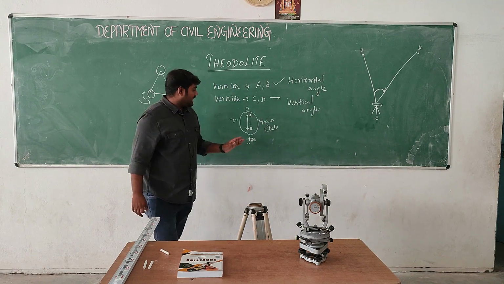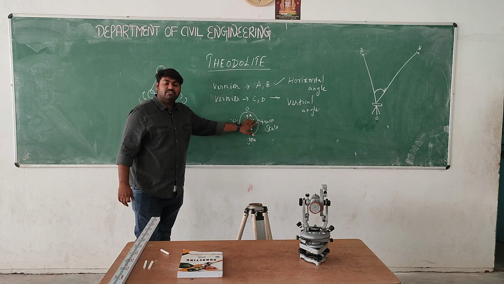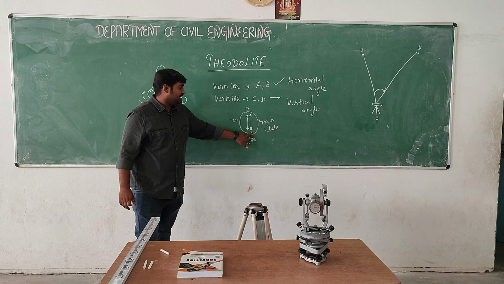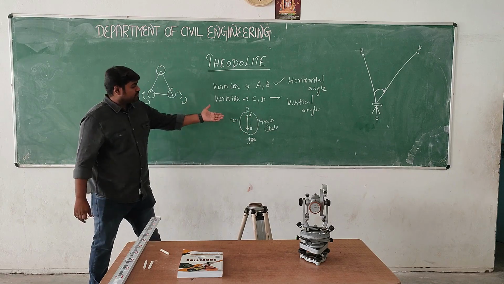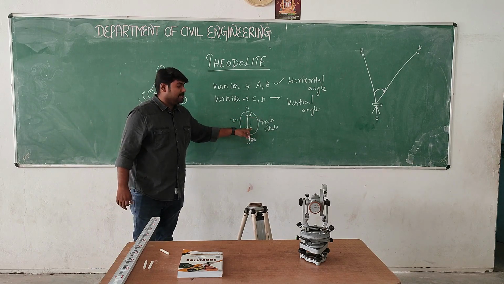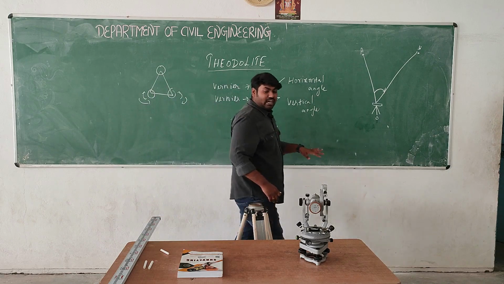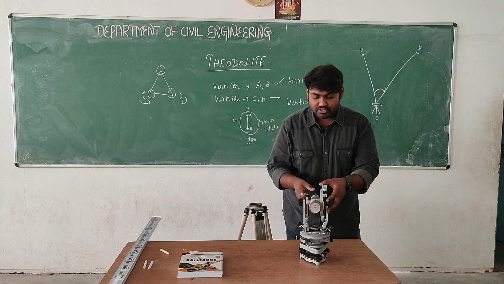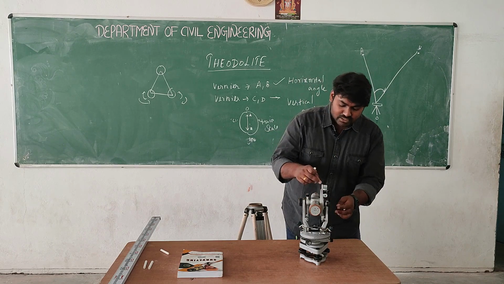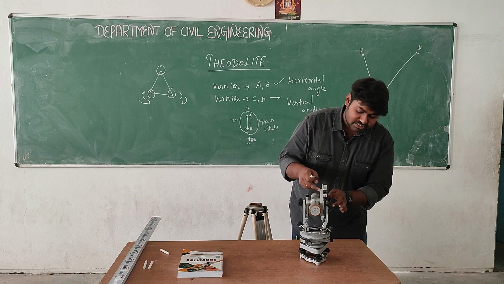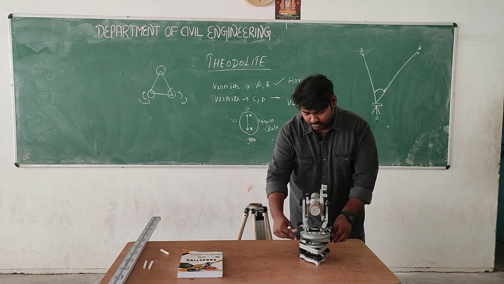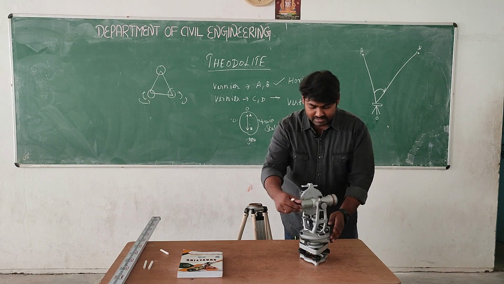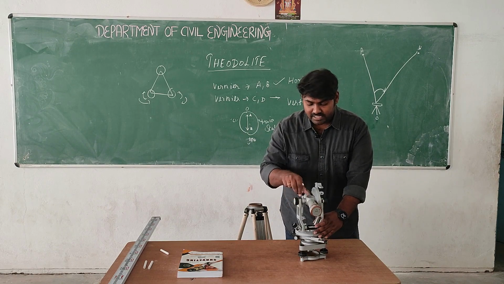Before taking the angles, I already said what verniers are available in the theodolite. Vernier A and vernier B are there. The main scale should be 0 to 360, with vernier A and B. When we consider the horizontal angle, vernier A and vernier B are used. Vernier C and D are placed on the top of the theodolite. With this instrument we can measure both the horizontal angle as well as the vertical angle.